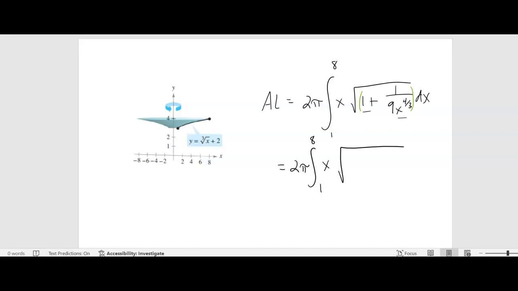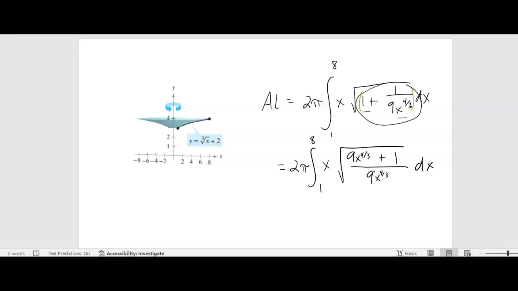So I get a common denominator 9x to the 4/3. So that'd be 9x to the 4/3 over 9x to the 4/3. Right, that's how I rewrite 1. So I got 9x to the 4/3 as my common denominator plus 1. Okay, so now the same thing, I just added these two expressions together.